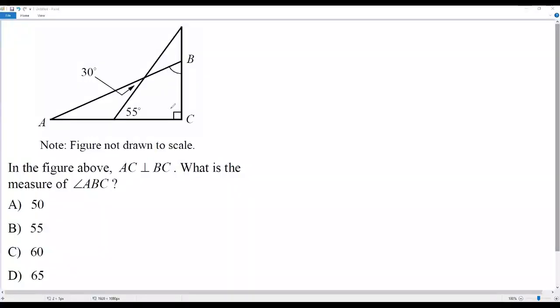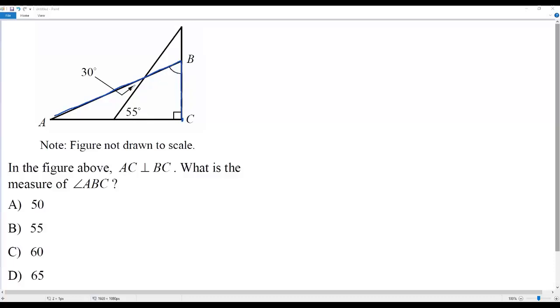Here we have a geometry problem. Okay, let's go with the question. There is a triangle given. In the figure above, AC is perpendicular to BC. What is the measure of angle ABC? So we have to find the measure of angle ABC. So the angle measure over here has to be found.